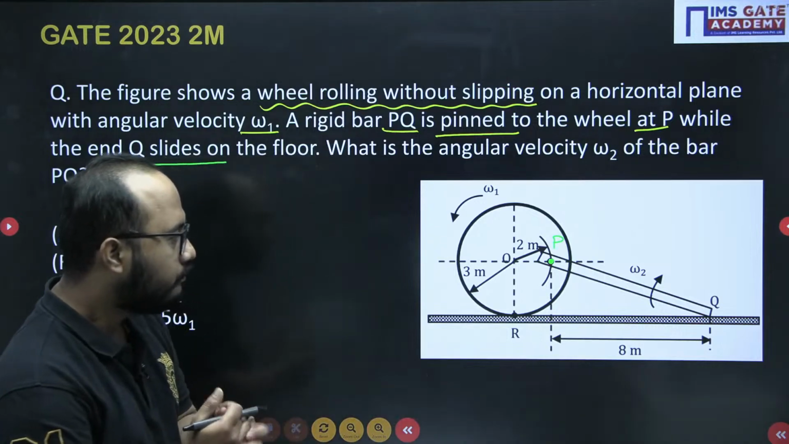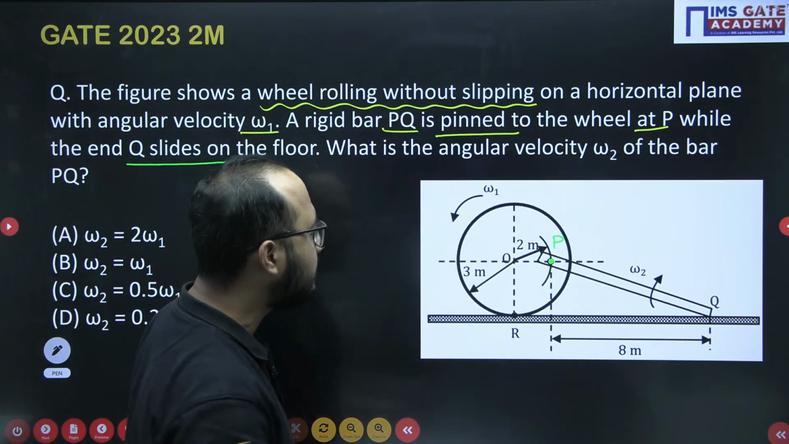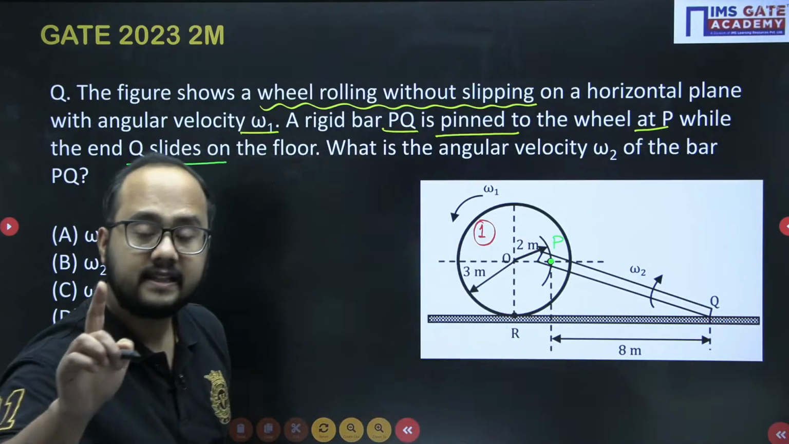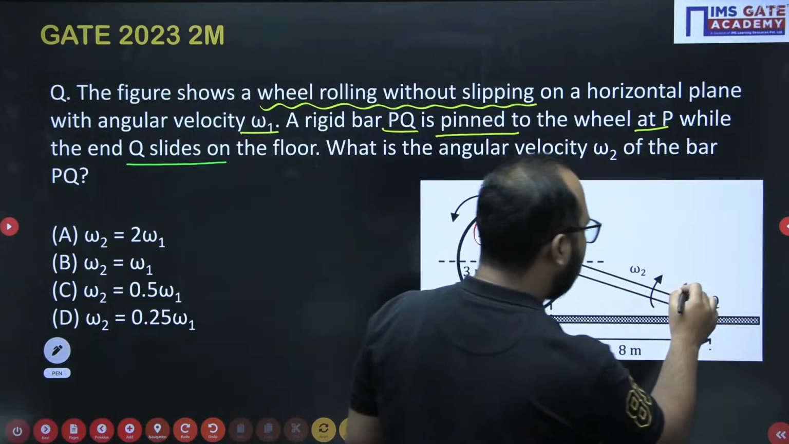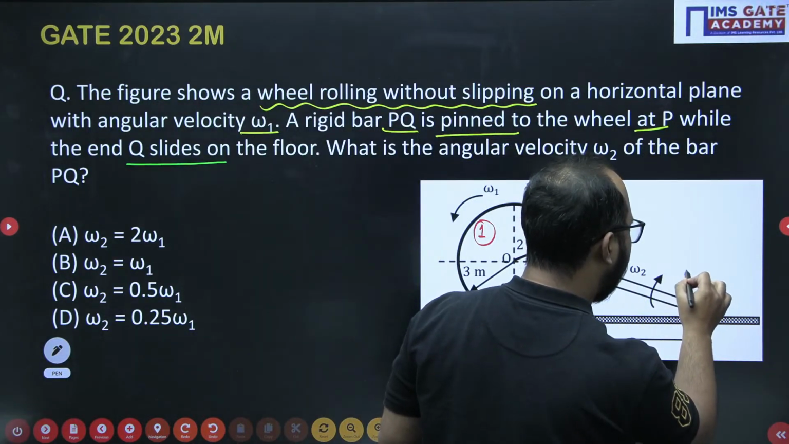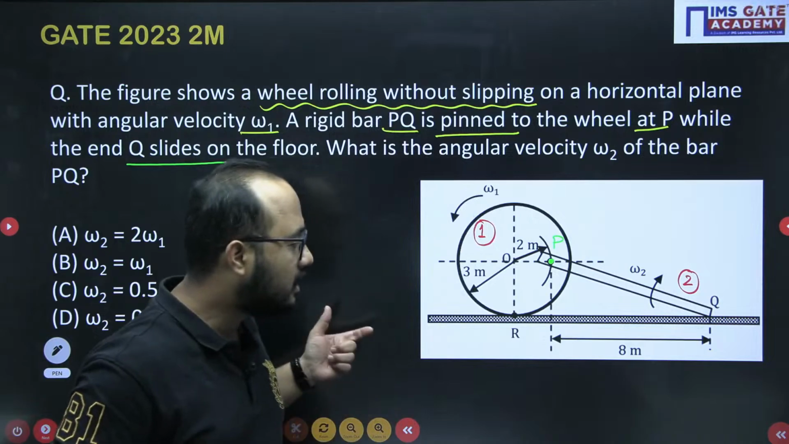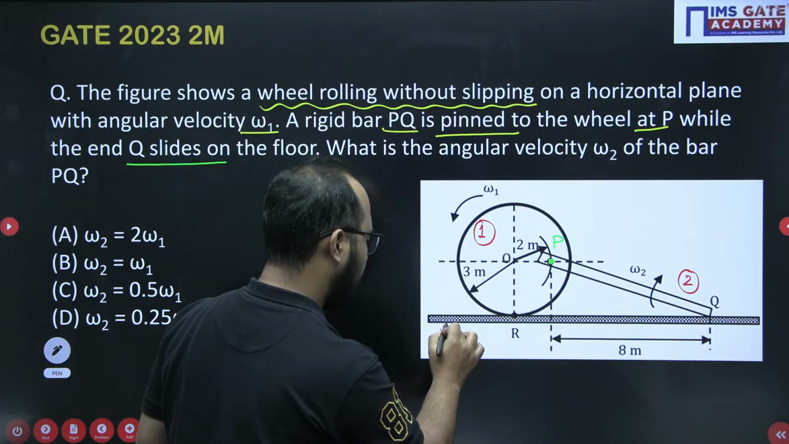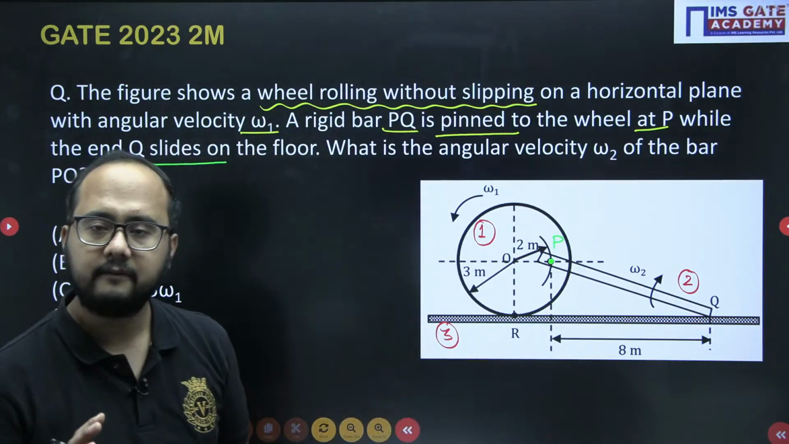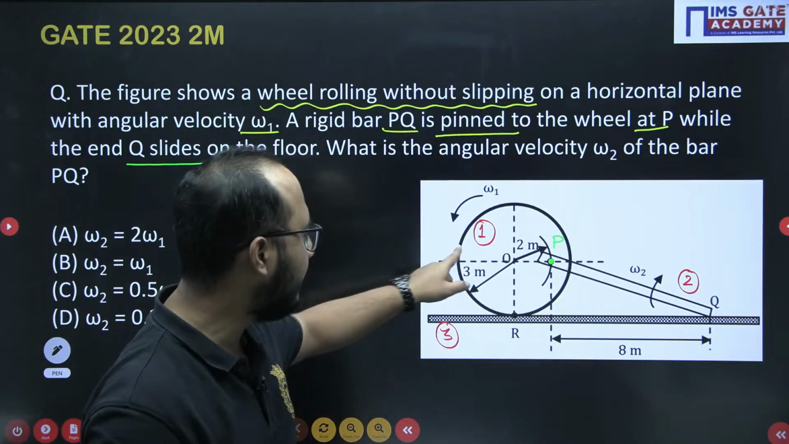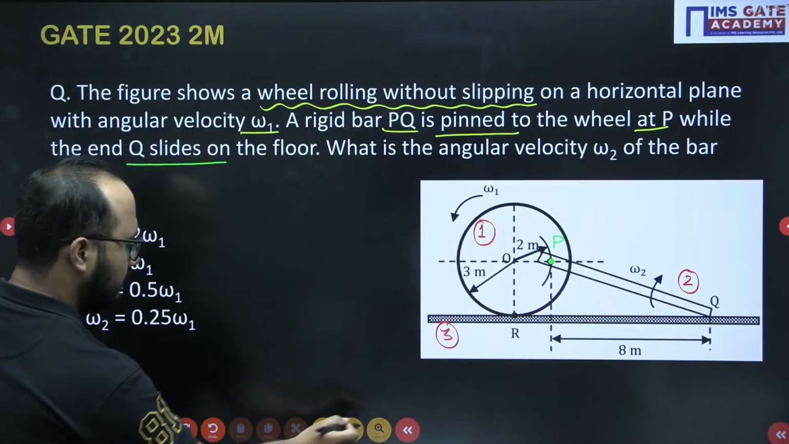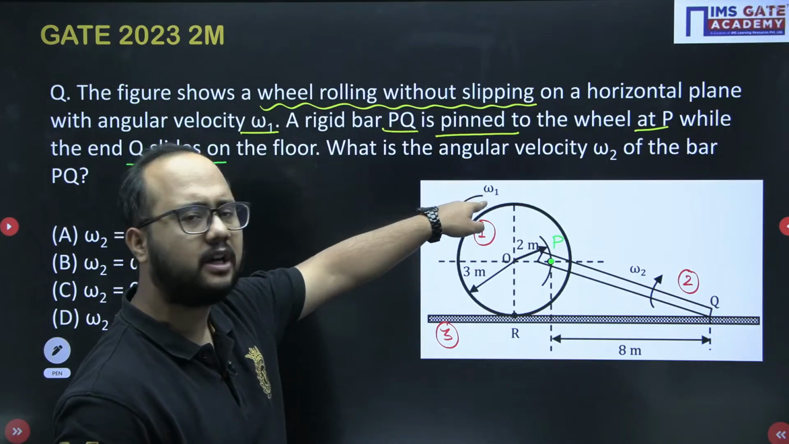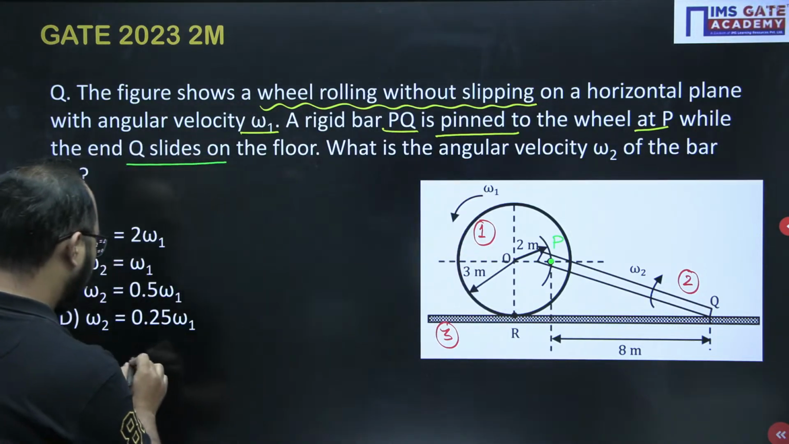Okay, now as omega 1 is mentioned for the disk, I will keep the disk as link number 1. Second, omega 2 is mentioned for bar PQ, so keep it as link number 2. Third is the horizontal plane. Clear? First of all, we have mentioned the names here, so there should not be any confusion regarding what I have mentioned, because I have mentioned 1 here since they have mentioned omega 1. So that is our link number 1.